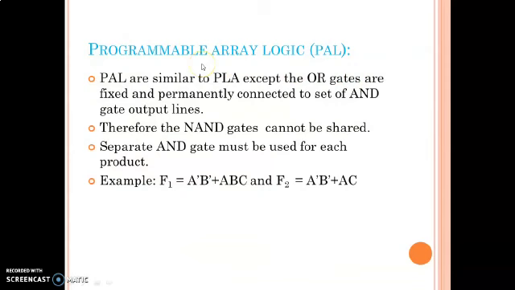Next is programmable array logic. Programmable array logic is similar to PLA, except OR gates are fixed and permanently connected to a set of AND gate output lines. Therefore, the AND gates cannot be shared. A separate AND gate must be used for each product. Example, F1 equal to A bar B bar plus ABC and F2 equal to A bar B bar plus AC.